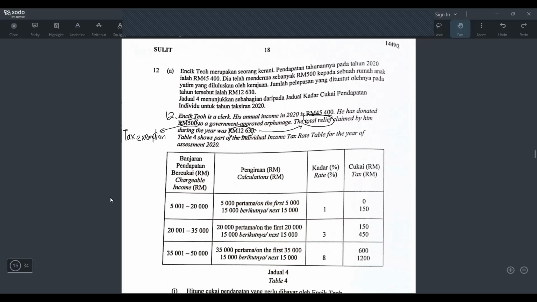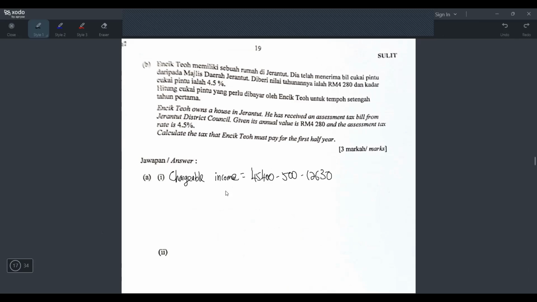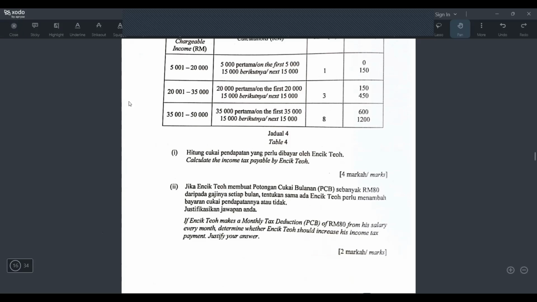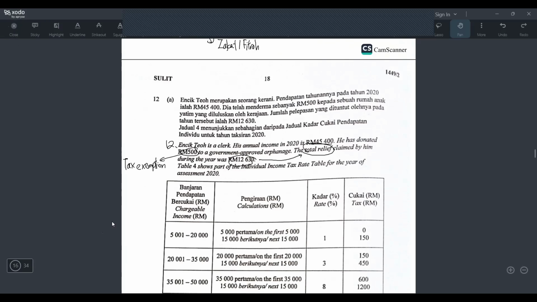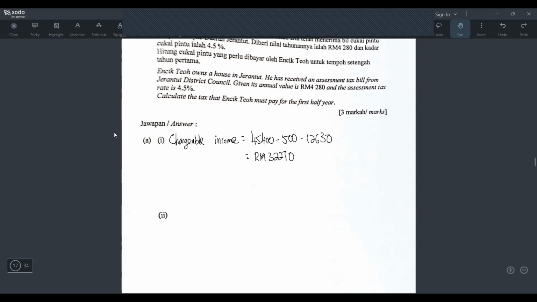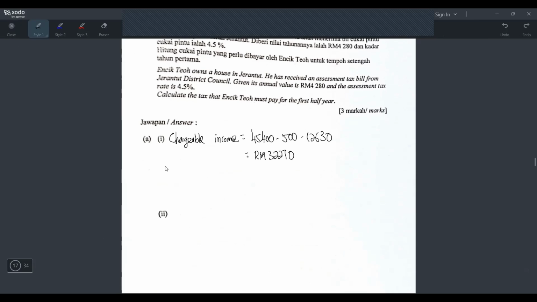So I want to ask you, if the chargeable income is RM 32270, is this guy eligible for the rebate of 400 ringgit? The answer is yes, because the chargeable income is less than or equal to 35,000. So later, during my final step, I have to minus the 400 rebate. But don't minus now. Now, what you should do is look at the jadual and get your base tax, cukai dasar in Bahasa Melayu. And then you also get the balance.